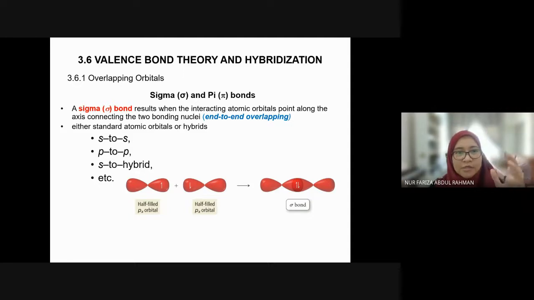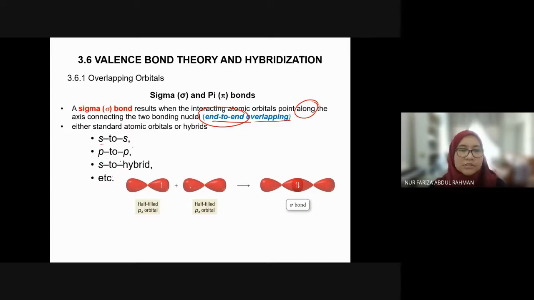A sigma bond results when the interacting atomic orbitals point along the axis connecting the two bonding nuclei, or end-to-end overlapping. This is very important. This is how the bond is formed, meaning how the orbitals overlap with one another. A sigma bond's overlapping is end-to-end overlapping, tip to tip. Later we will look at pi bond. It can be formed between S and S, P and P, S and hybrid, and so on.